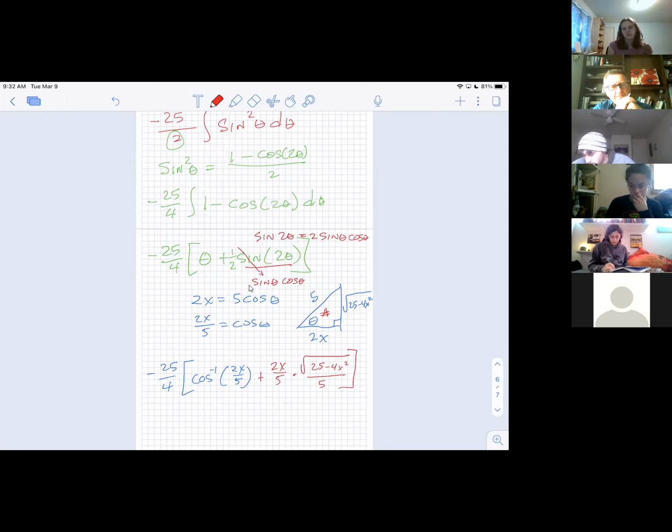Study that example, because that's pretty challenging in every respect. You had to know all these identities, you had to draw right triangles, and there's a lot of stuff to consider there.